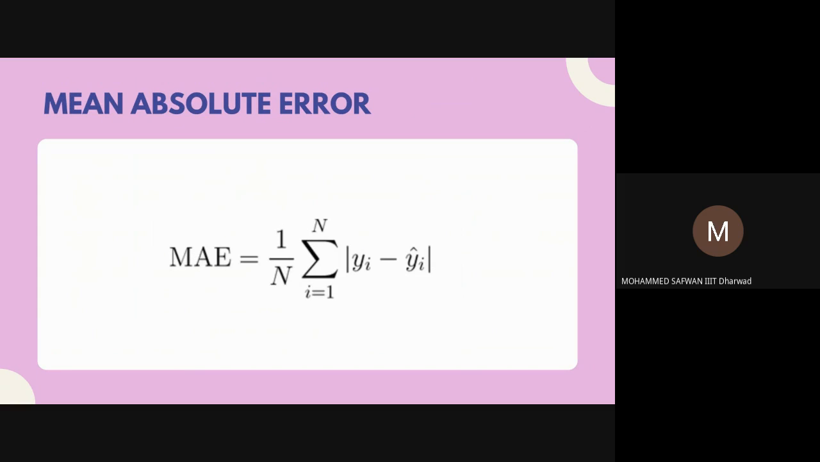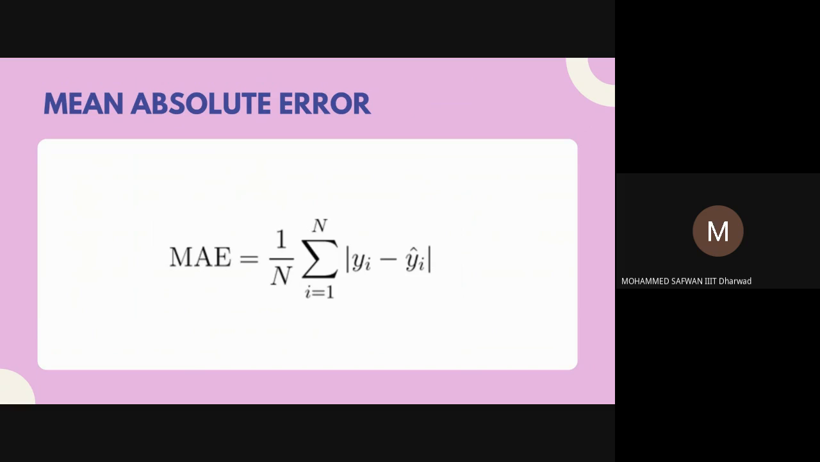So here we have mean absolute error. In this metric, we calculate the error as the average of absolute difference between the calculated and observed values. The MAE and RMSE can be used together to diagnose the variation in the errors in a set of forecasts.